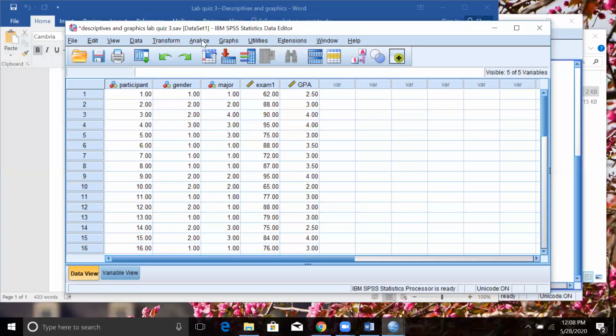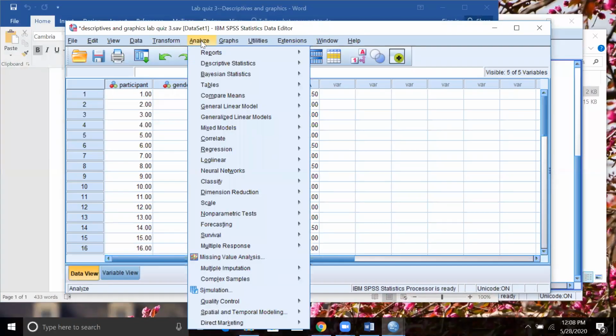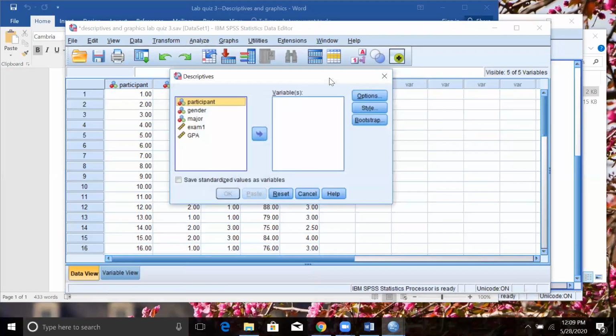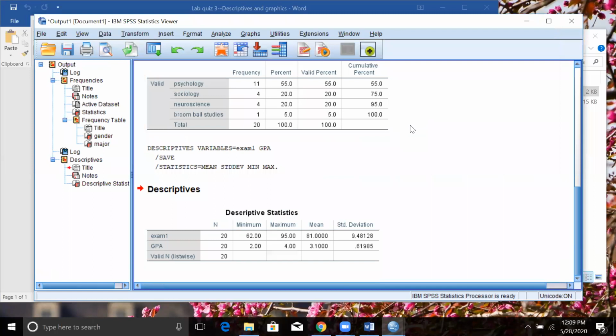So back to my data. So then put my quant variables in there. Like I said, select this, save standardized values as variables. This is going to generate z-scores for me. So make sure to have that selected. Shouldn't need to do anything else. And this is what I get.